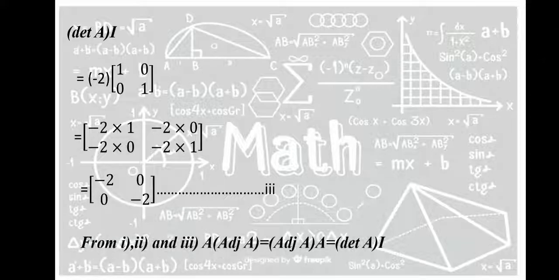So here from equations 1, 2 and 3, the result will be A multiplied by adjoint of A is equal to adjoint of A multiplied by A is equal to determinant of A multiplied by identity matrix, as all three of these equations will give you the same answer, so these are equal, and that is -2 0 in the first row and 0 -2 in the second row.